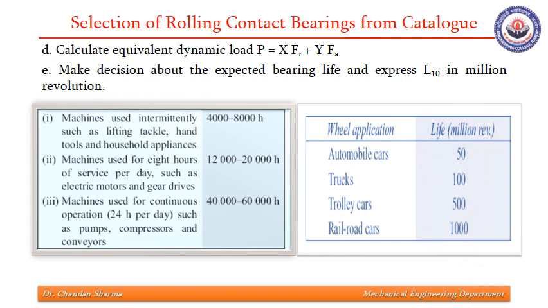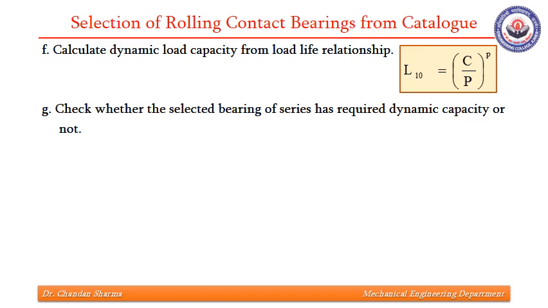So the next step will be to find L10 equals (C upon P) raised to power p, where p is some constant which is 3 for ball bearing and 10 by 3 for all other bearings. In this equation, L10 is known to us. P we have already calculated. The only unknown left is C, which is the dynamic load carrying capacity. And p we have fixed in the very first step when we selected which bearing, either ball bearing or roller bearing or needle bearing, is to be used. So from this equation we can find C.